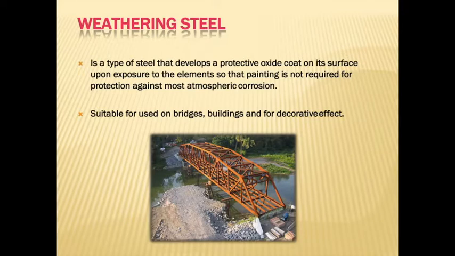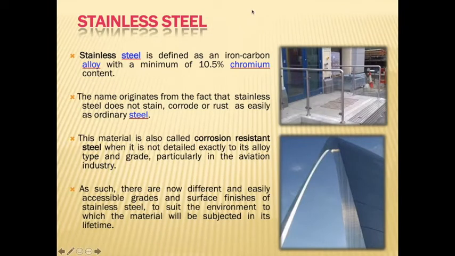Then next one is weathering steel. It is a type of steel that develops a protective oxide coat on its surface upon exposure to the elements, so that painting is not required for protection against most atmospheric corrosion. It is suitable for use on bridges, buildings, and also for decorative effect. This is weathering steel, which can sustain the weather.